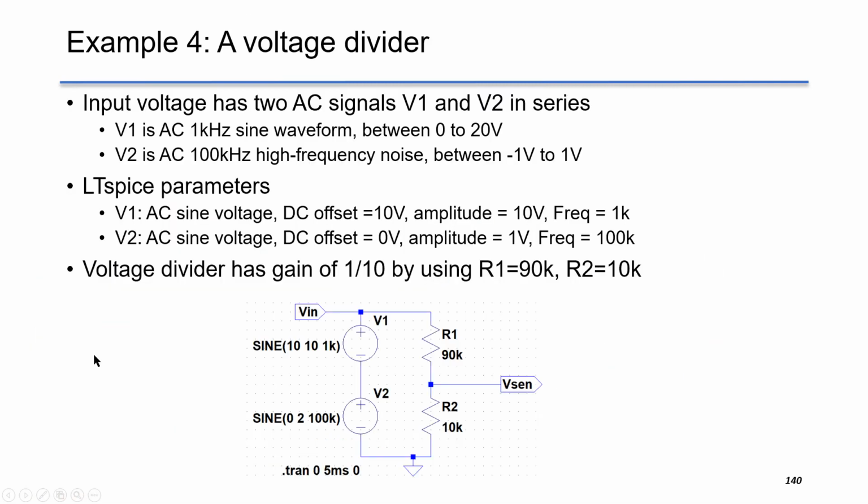This example is a voltage divider, so we will use it to study the FFT. The input has 2 sine wave signals at 1 kHz and 100 kHz. Assume the 100 kHz is a high frequency noise. We want to filter it out by the RC filter. So far we will ignore the capacitor and focus on the voltage divider.